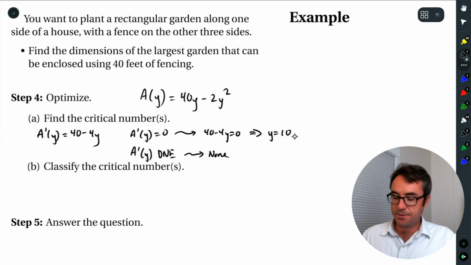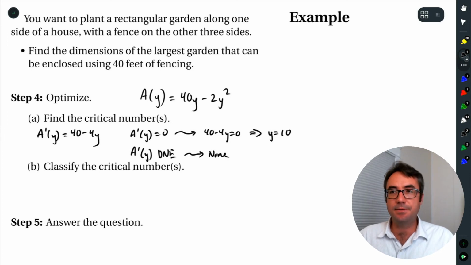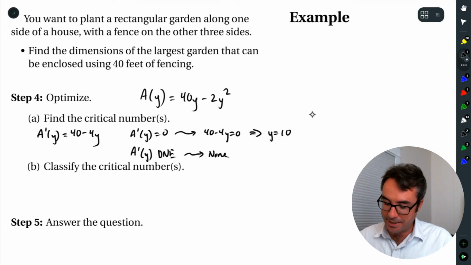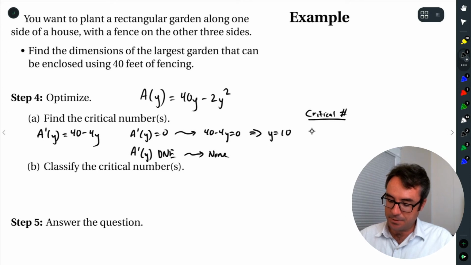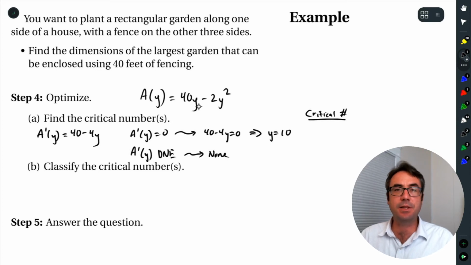So what we found is that y equals 10 is the only potential critical number. We just want to make sure, is it actually a critical number? And yeah, it is. So is this in the domain of our function? Yes. If we look at our function here, this is a polynomial. I could plug 10 into this all I want, and I would get a meaningful number out. So yes, this is in the domain.